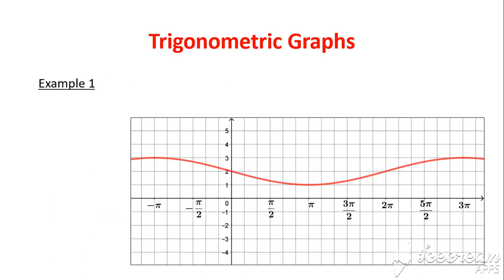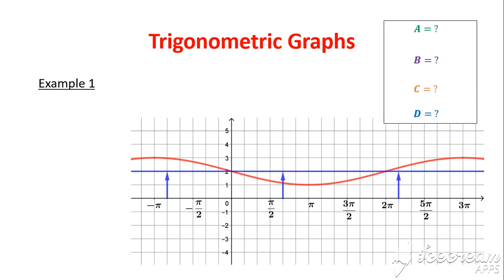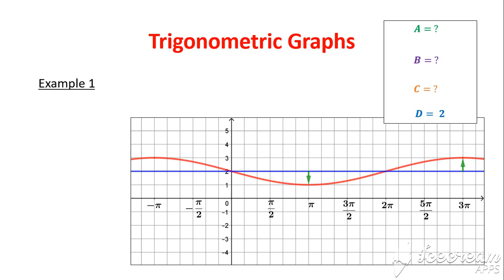Right, let's come back to an example from our last video. We're going to come up with the equation of this trigonometric graph. So here we go. We know the graph has moved up 2 squares, so the vertical shift D is 2. We can see that the graph has an amplitude of 1 square, so A is 1.